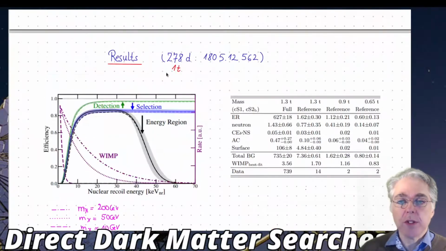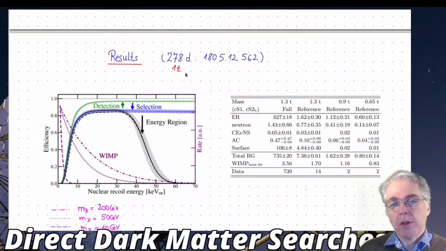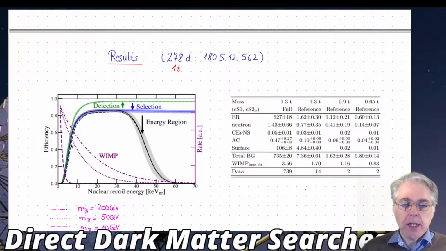And the result was reported. The result of the first year of operation of the 1-ton xenon detector in the Gran Sasso, which was operated just a few years ago. So 1 ton year, or in the end 278 days of operation, leads in an energy range above about a few keV as the nuclear recoil energy.